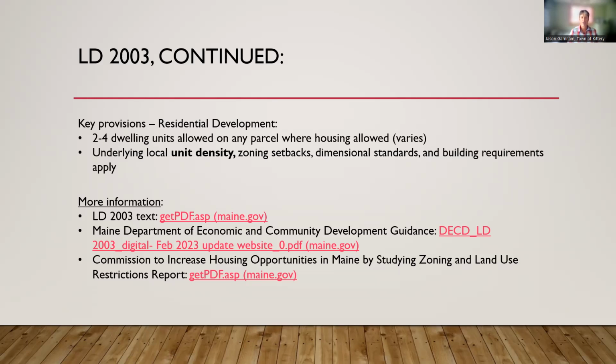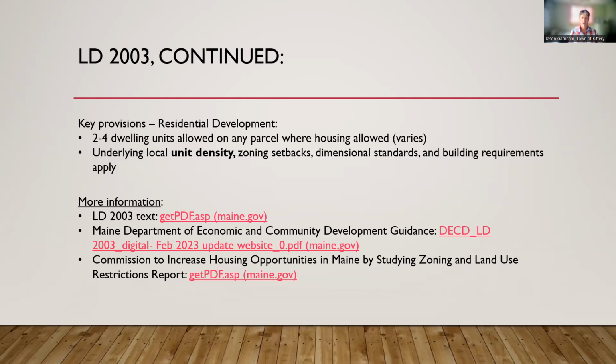For those of you who are in that situation, LD 2003 also has provisions that are geared more toward residential development in general. And there's a lot of nuance to this that is based primarily on whether your property is served by public sewer and water utilities. But the gist of it is that if your property is large enough, up to 4 dwelling units are to be allowed on any parcel where housing is allowed by zoning within your community.